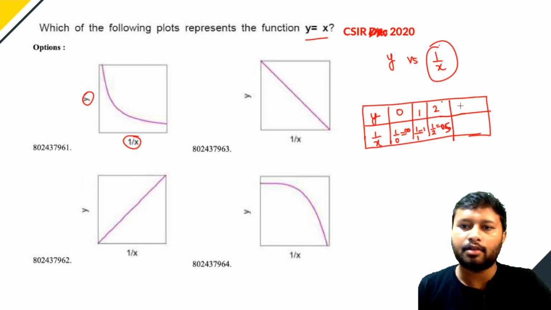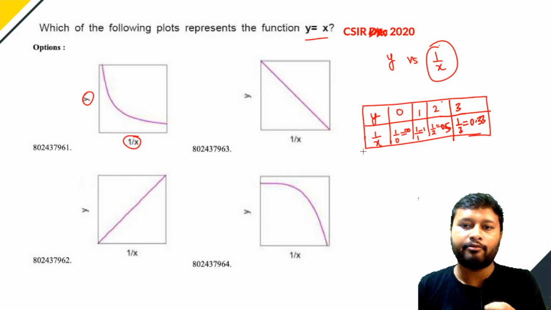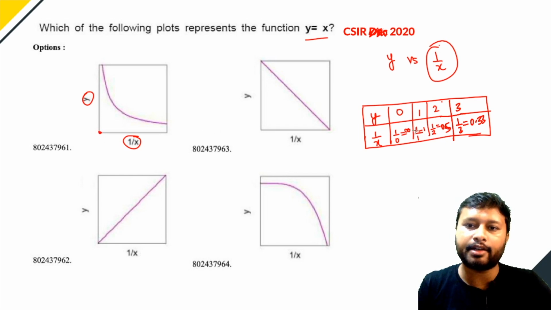So if I take y is equals to 4, 5, any value, let's say if I take y is equals to 3, this becomes 1 by 3, which is equals to 0.33, right? So what you can see is, as you are increasing the value of y, your 1 by x is decreasing. When y is 0, at this place 1 by x is very high, that is at infinity. And let's say this is 0, this is 1, when you are making y 1, you are getting 1 by x also as 1.